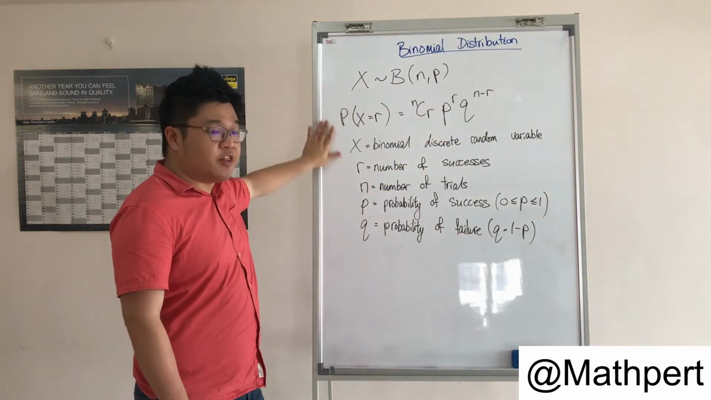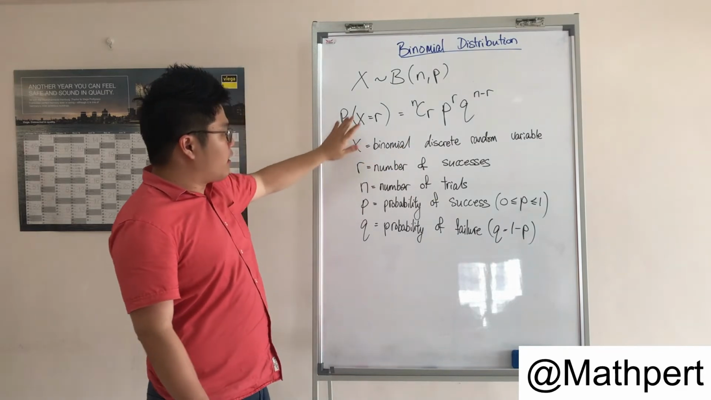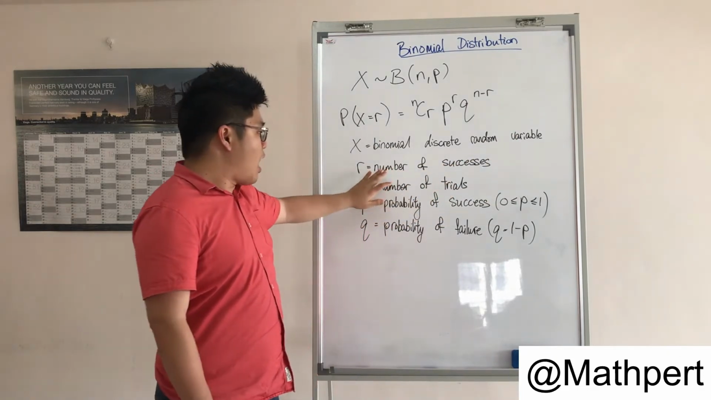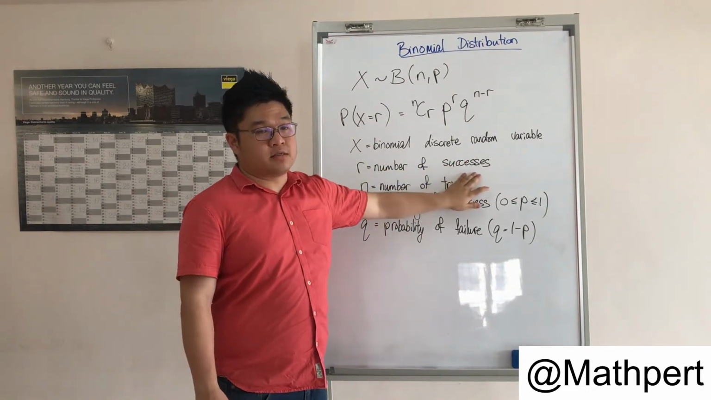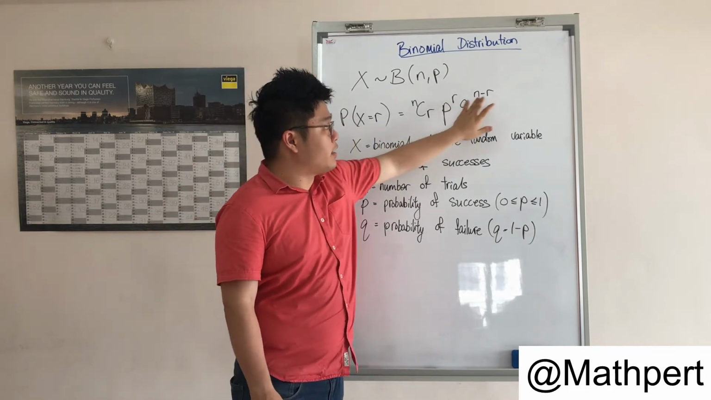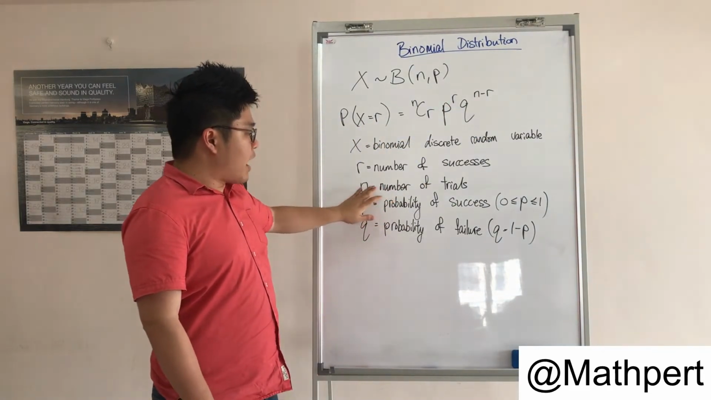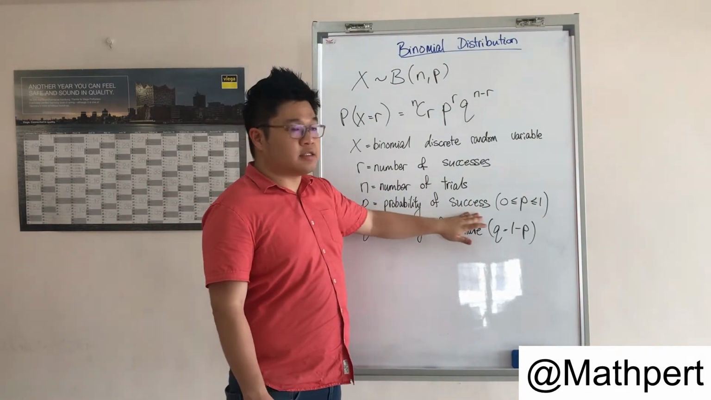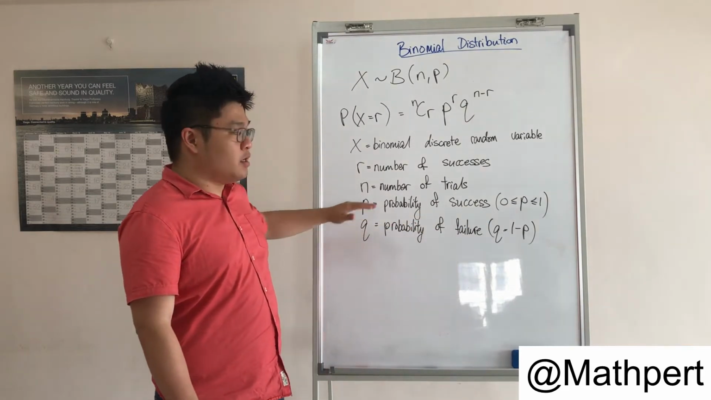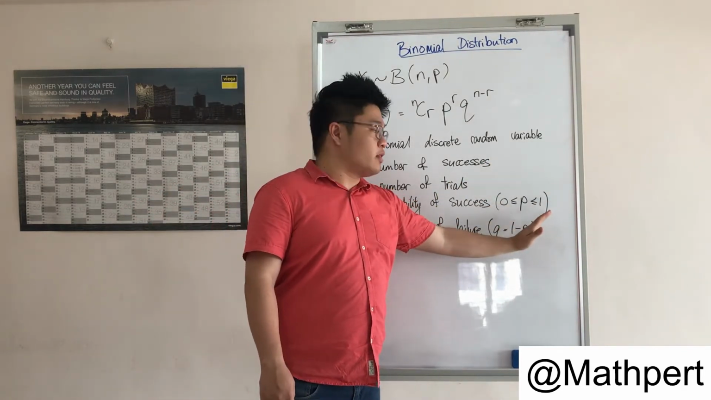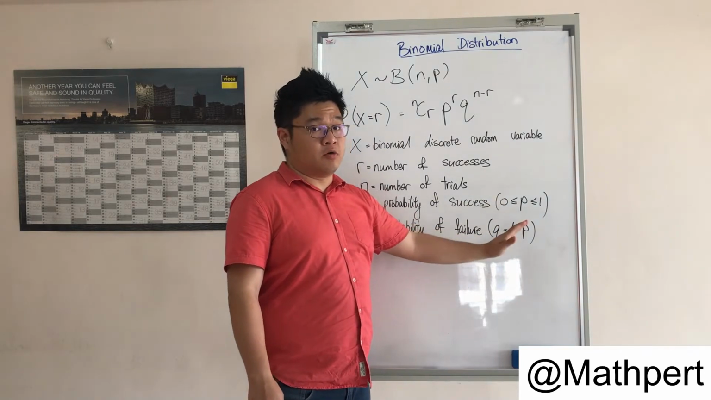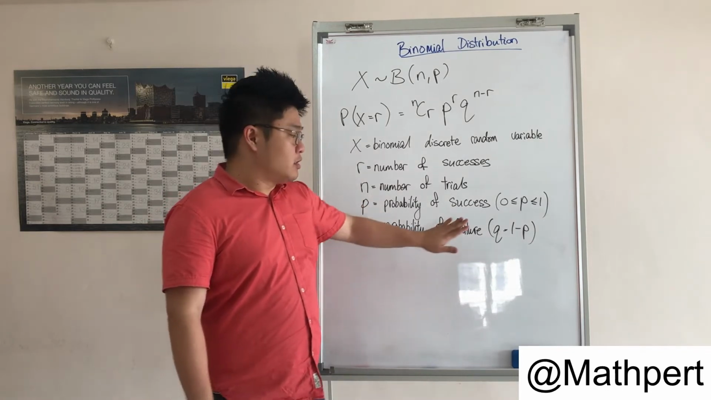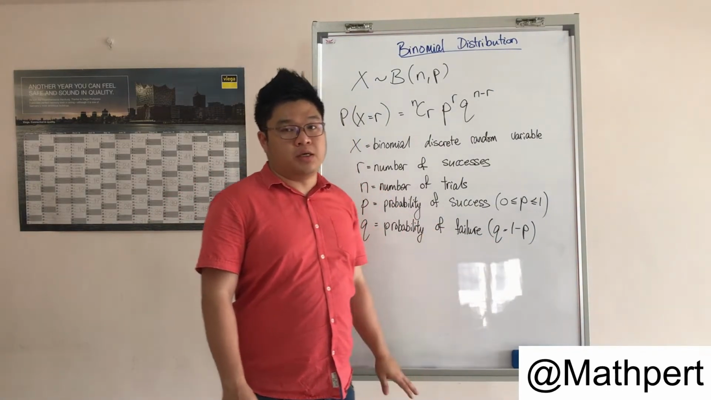And these are the definitions of all these variables. X is the binomial discrete random variable. r is the number of successes. n is the number of trials. p is the probability of success. Take note that the value of p is smaller or equal to 1 and bigger or equal to 0. q is the probability of failure. How we get q is q equals 1 minus p.